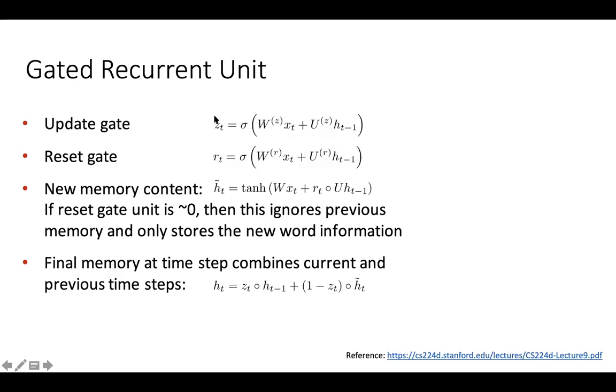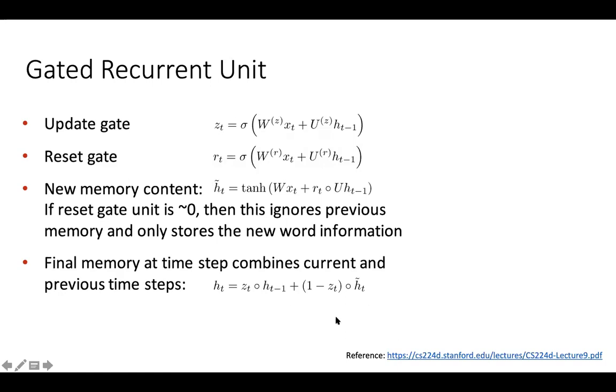On the contrary, if z_t was all zeroed out, if the update gate was zero, then this term would go to zero and only this term would survive. So h tilde t would survive. So h tilde t, relying on the reset gate, would be affected by either this time step only, or maybe a combination of this time step and the previous hidden layer. So basically these two gates handle how much previous information you want to use and how much previous information you want to carry over. So that's the gated recurrent neural network. Hopefully this is pretty clear to everybody.